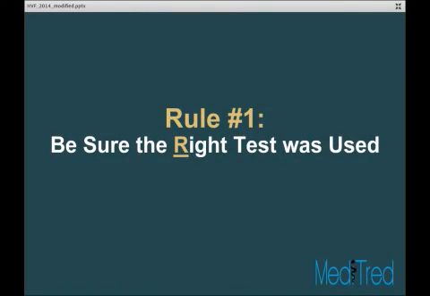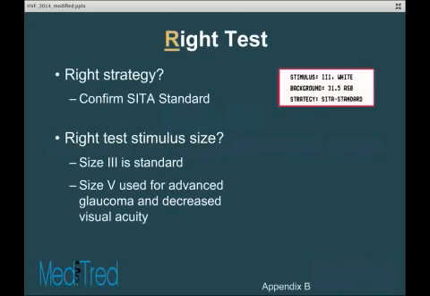Rule number 1, make sure the correct test was used. Is this the right strategy? Generally, we use SITA standard. Is this the right test stimulus size? Size 3 is standard. Size 5 is used for advanced glaucoma and decreased visual acuity.